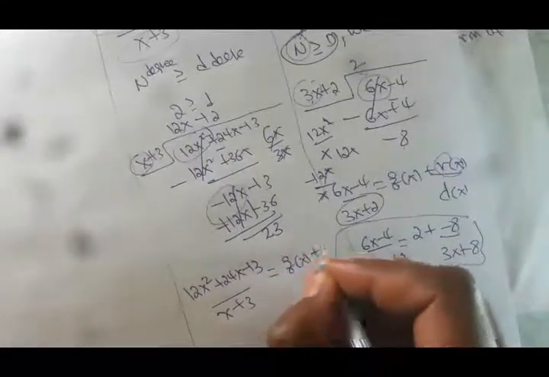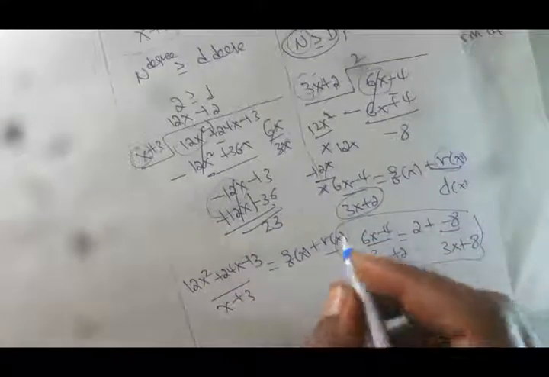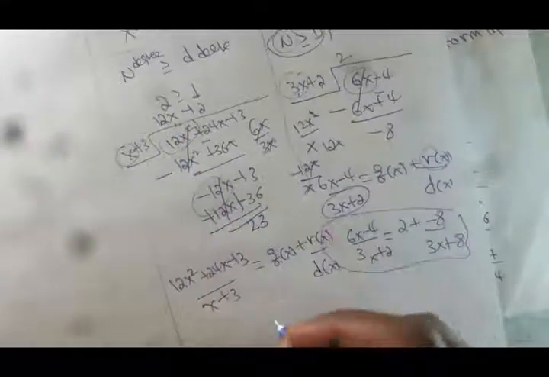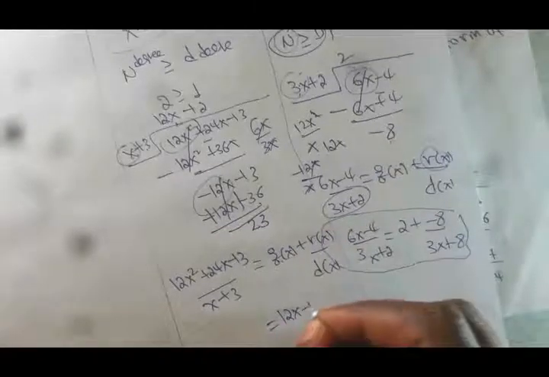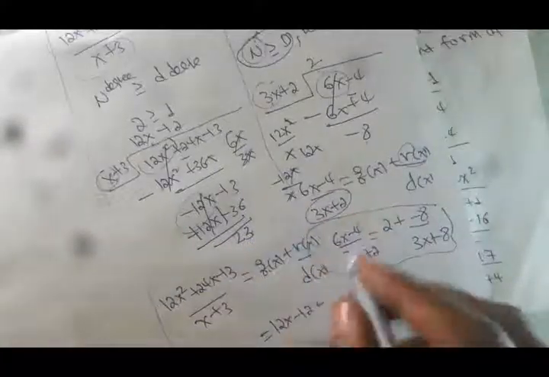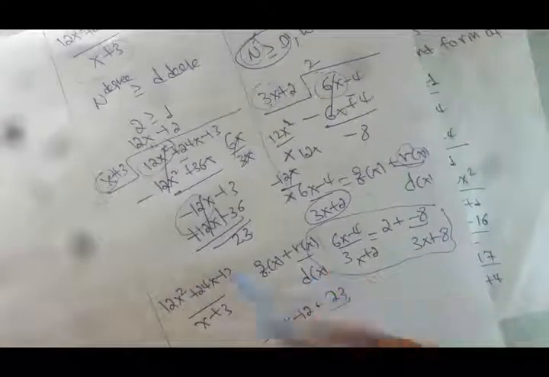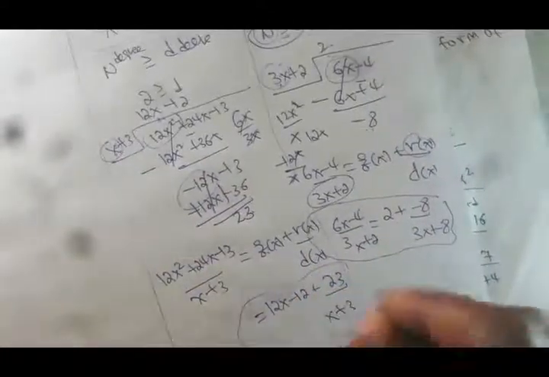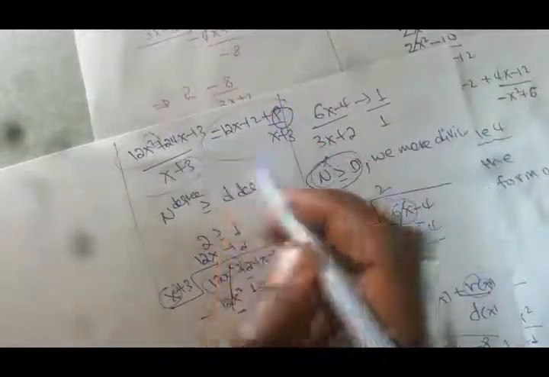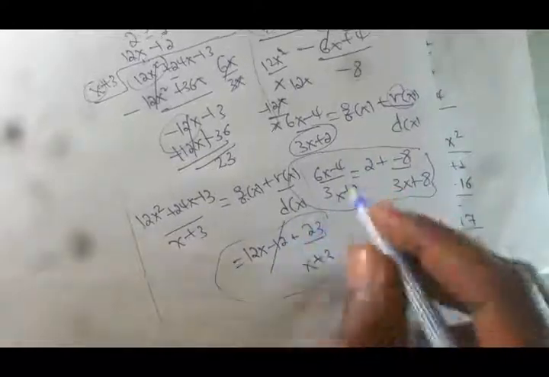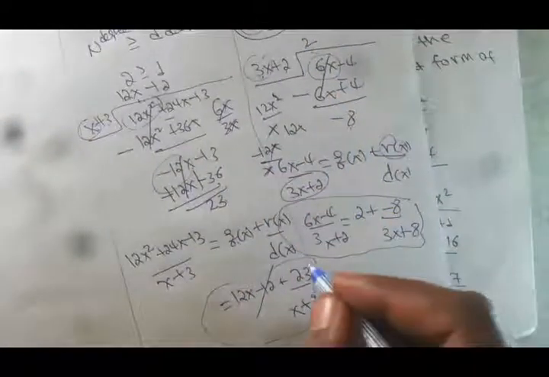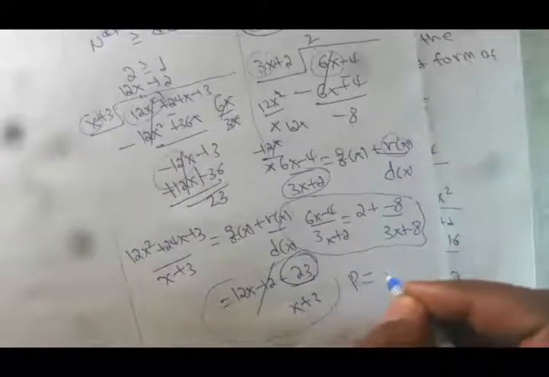Therefore, when 12x squared plus 24x minus 13 over x plus 3 is divided, it gives q of x plus r of x over the divisor. So q of x is 12x minus 12, plus the remainder 23 over the divisor x plus 3. This equation and the given equation must be equal. Therefore 12x minus 12 is cancelled by 12x minus 12, and the value of p is simply, by looking, 23. Therefore p is equal to 23.